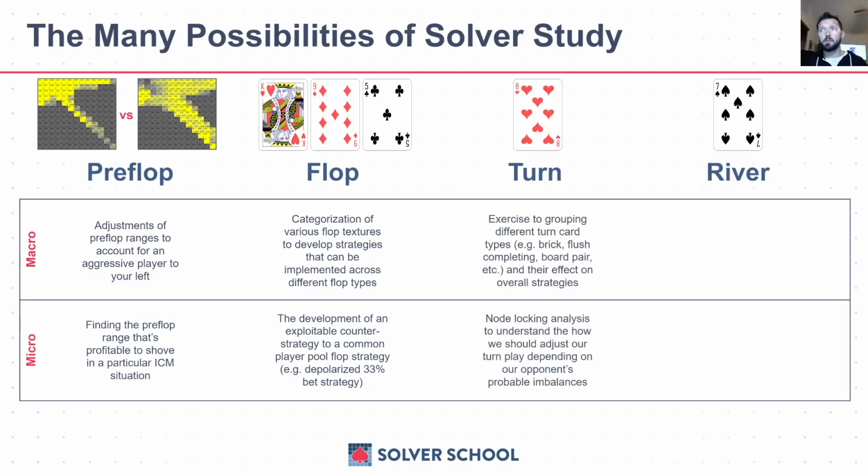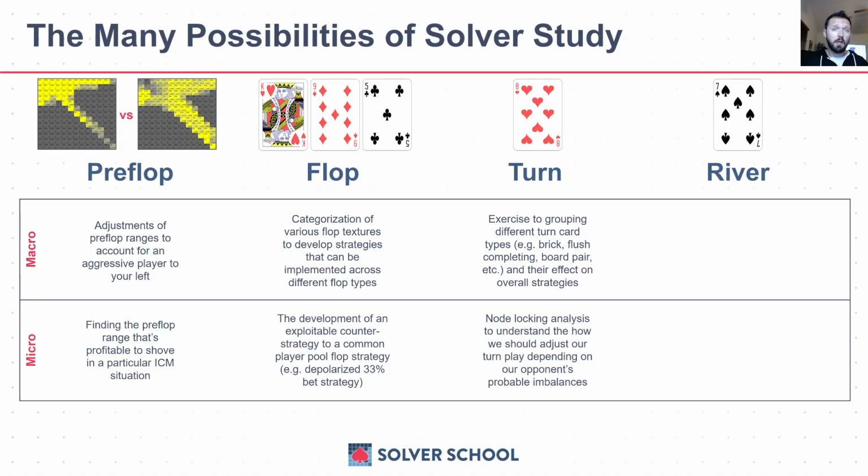Moving forward to turns, at the macro level, we might use solvers to develop exercises to group different turn card types together. So maybe we might look at brick turn types, or flush completing turns, or board pairing turns, and understand the effect that those different turn card types have on the overall strategies with which we might take with our overarching ranges on various turns.